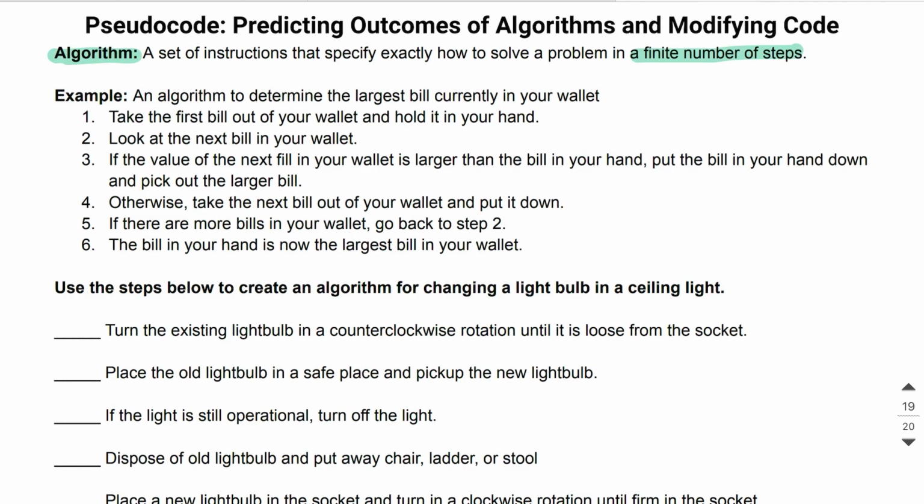So, for example, an algorithm to determine the largest bill currently in your wallet, you can go ahead and take a look at this list of steps right here. I'm not going to read it out loud to you, but please pause the video and read through all of these steps so you can understand what's going on with this algorithm.